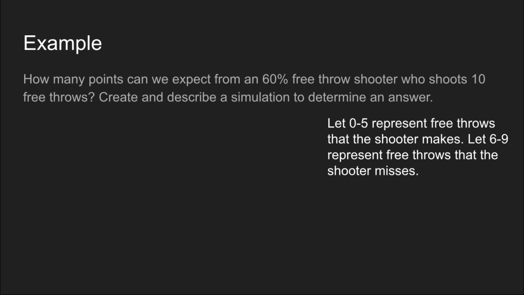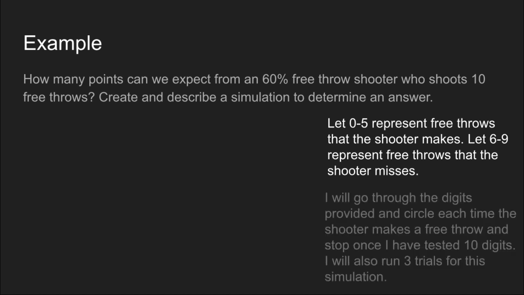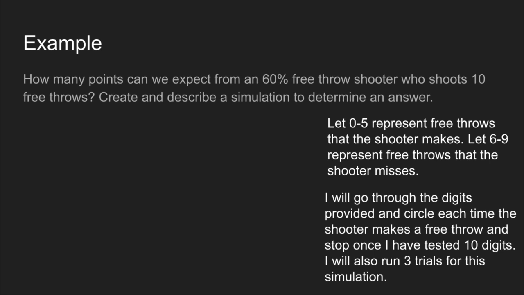Okay, next step. Explain how you combine the components to model a trial. So we did this. I will go through the digits provided and circle each time the shooter makes a free throw and stop once I've tested 10 digits, or in this case, 10 free throws. I will also run through trials for the simulation. So that's basically just outlining what I'm going to do.